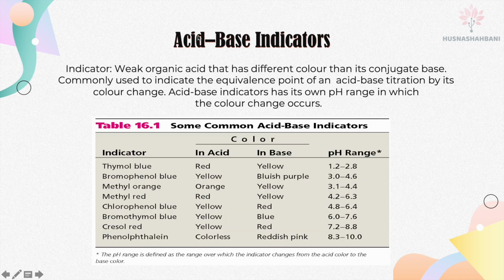Acid-base indicators. An indicator is a weak organic acid that has a different color than its conjugate base, commonly used to indicate the equivalence point of an acid-base titration by its color change. Acid-base indicators have their own pH range in which the color change occurs. It means when it's in acid, it has a different color, and when the indicator is in base, it has a different color. So these are some common acid-base indicators, their colors in acid and base, and the pH range.